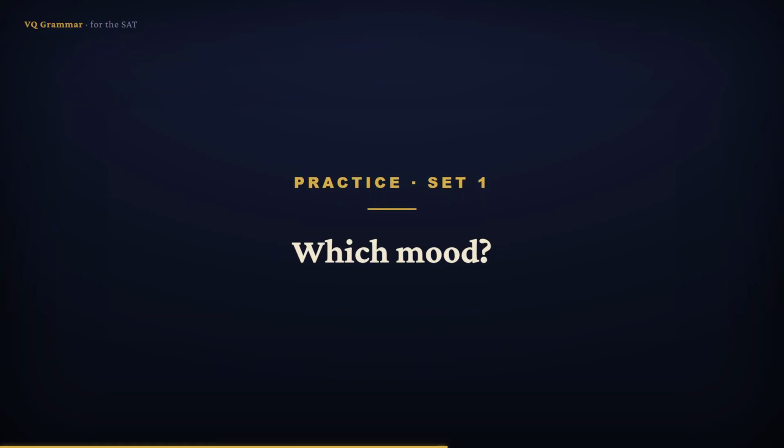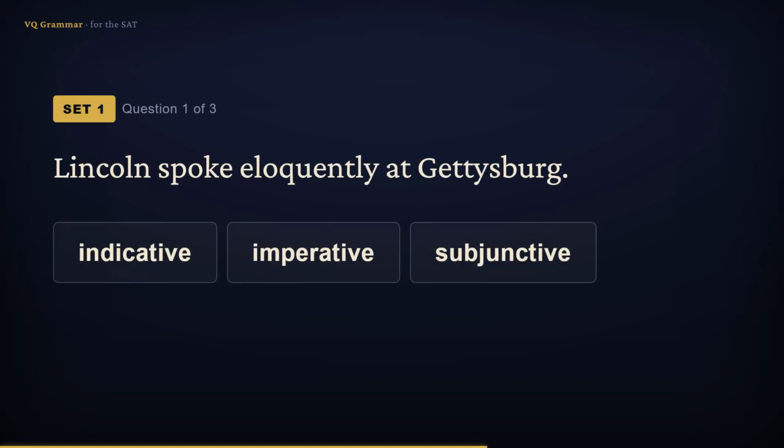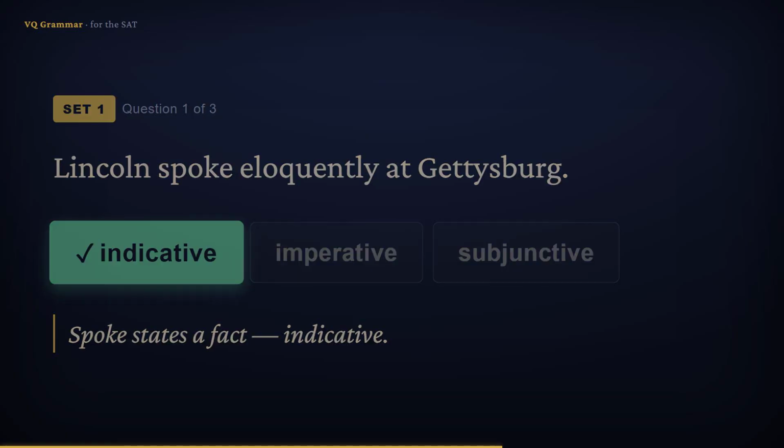Let's practice. For each sentence, decide whether the verb is indicative, imperative, or subjunctive. Look for a plain statement, a command, or an unreal or formal demand. Pause and try each. Lincoln spoke eloquently at Gettysburg. Spoke simply states a fact, so it's indicative.